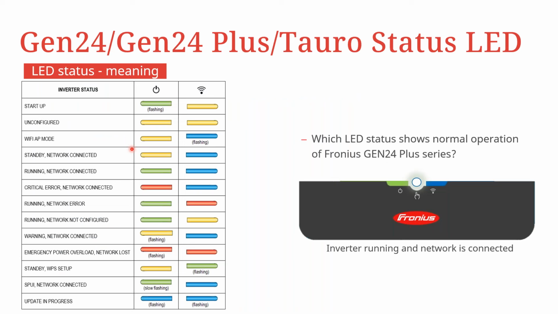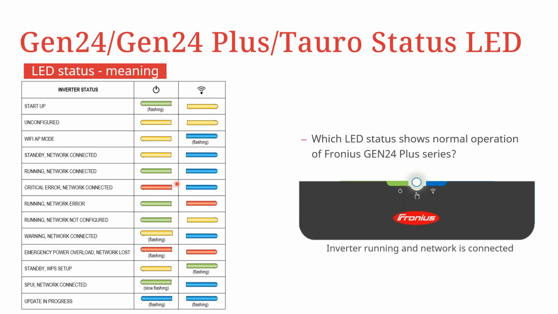Good. Let's talk a bit about the Gen 24, Gen 24 Plus and Tauro status LED. These are all connected because they have the same communication medium, which is the Pilot. So the Pilot is basically an LED integrated communication module. And in this module, we have two LEDs at either side of the control button for the web access.